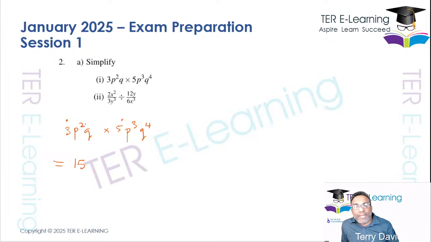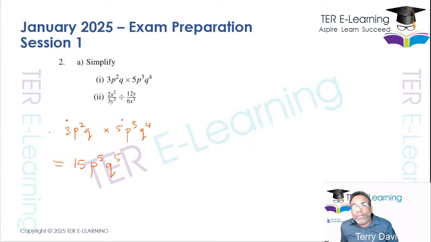And then we have to multiply the p's. So you have p squared multiplied by p cubed. You're going to use an indices rule here, so we're going to add the indices. 2 plus 3, you're going to get 5. And in the case of the q's, when you multiply q by q to the fourth, you're going to add the indices again. So that's 1 plus 4, which is 5. So it's going to be 15p to the 5th, q to the 5th.